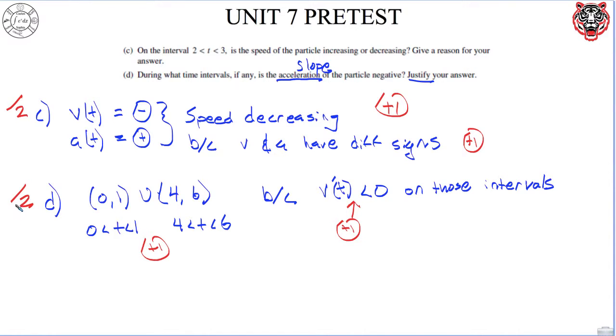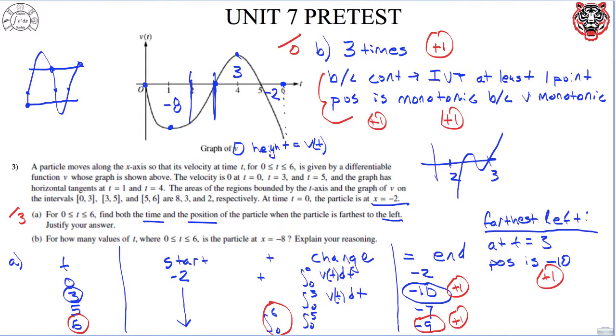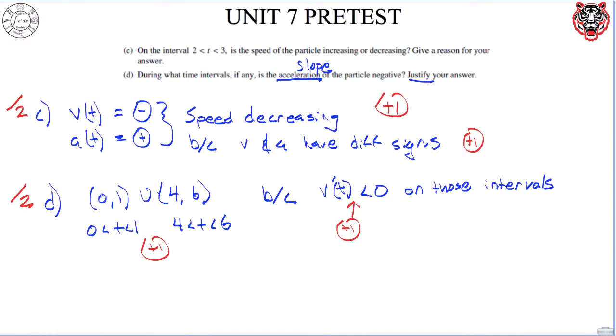So if you did say a(t) is less than 0, it'd still be a point? Or would you want us to write v prime of t? It needs to be v prime of t. Let me write that. Because they didn't give us a graph of acceleration. If they gave us a graph of acceleration, then I would accept that, but they gave us a graph of velocity. Okay.